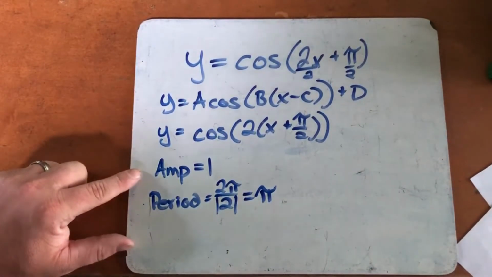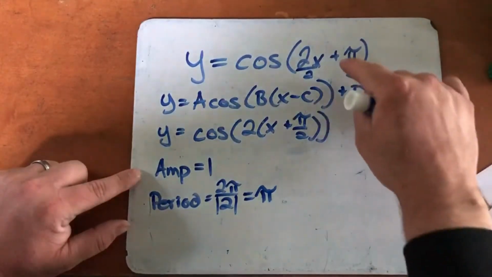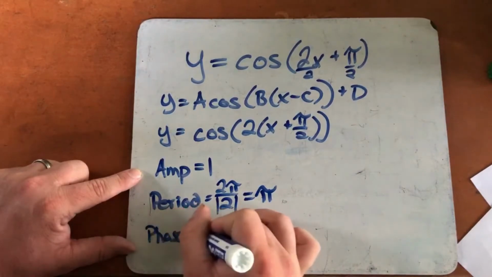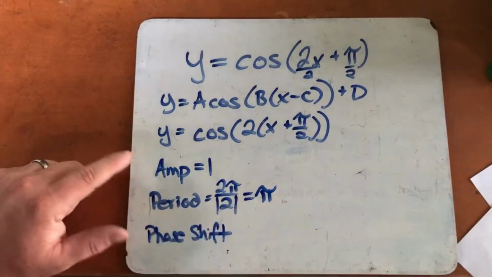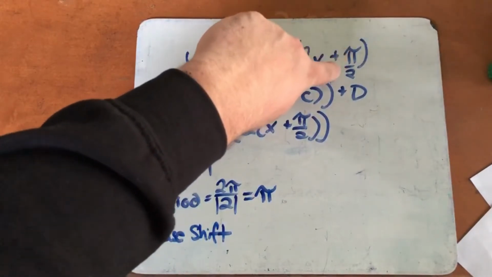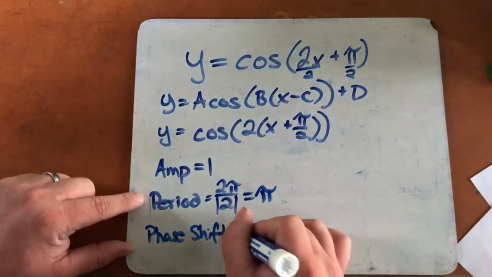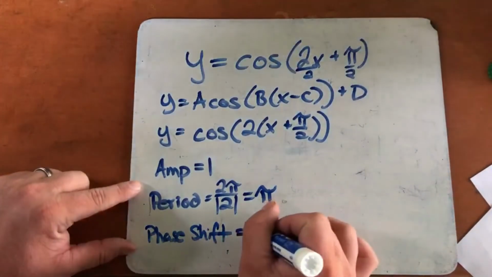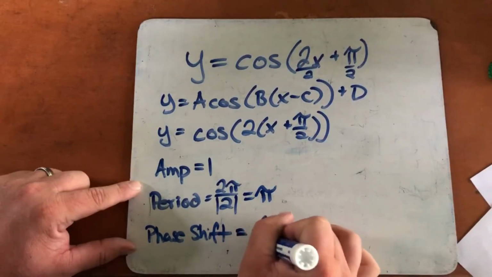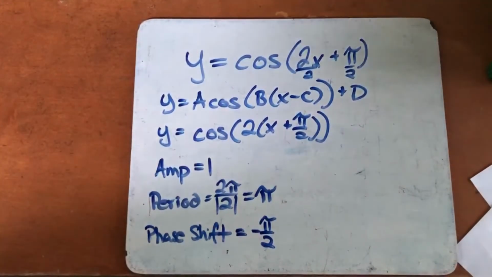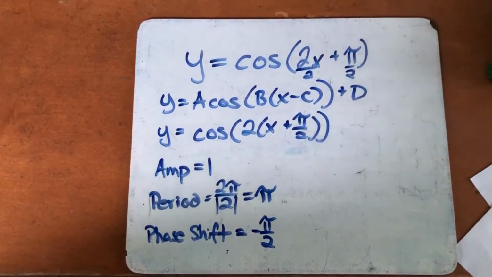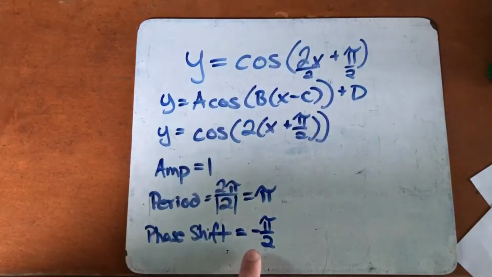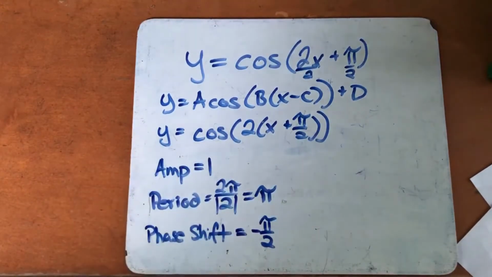Now, I don't have a D, so there's no vertical shift, but I do have a C. So my phase shift is my C value. If this is pi over 2 and it's positive, my phase shift is C, but I have to change the sign. So my phase shift will be negative pi over 2, and then there is no vertical shift. Don't forget the original form is x minus C. So if this says x plus C, then I have to change it to negative for the actual phase shift.